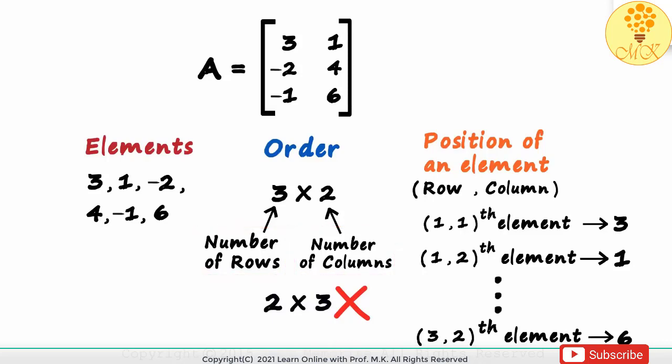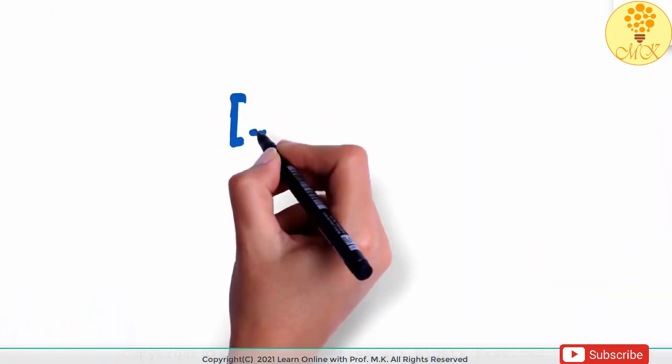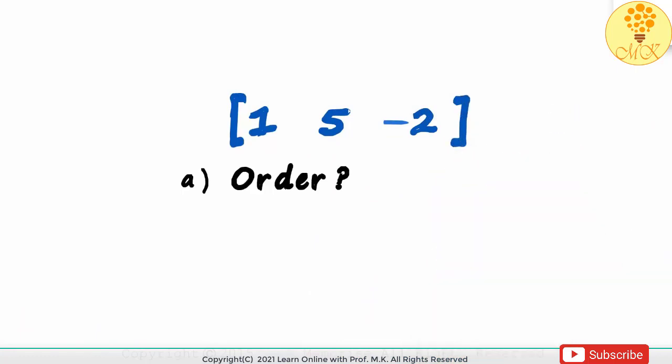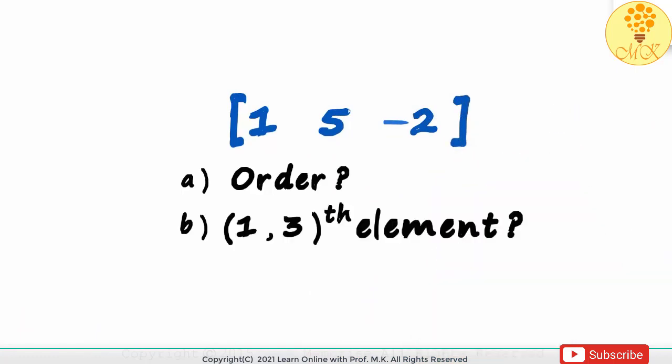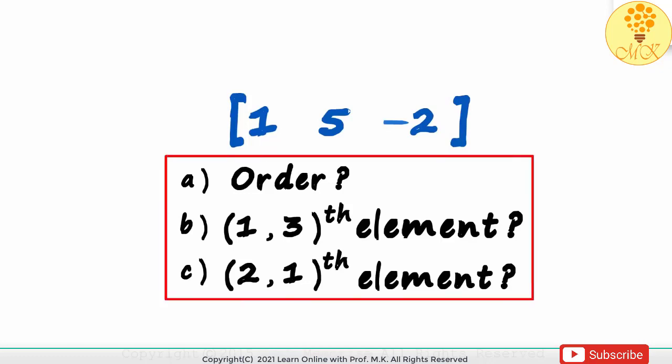So let's try understanding these concepts with an example. The matrix given to us is 1, 5, -2. We have been asked to find its order, the 1/3th element, and the 2/1th element. Pause the video and try to answer these 3 simple questions.